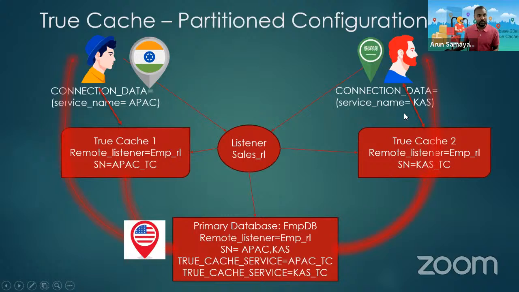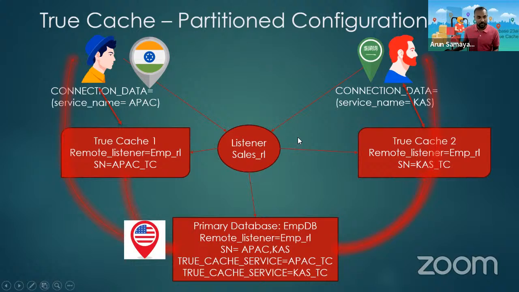And if you want to separate the workload, there you can basically create multiple TrueCaches, right? So one TrueCache purely for the APAC region users, and the other one, for example, there are users trying to connect from the Kingdom of Saudi Arabia, right? So we have the other TrueCache node configured for them, right? So all of the data that is needed for each one of these regions can be configured separately in separate TrueCaches, which we refer to as partition configuration, right?